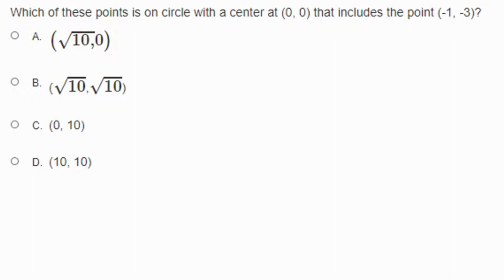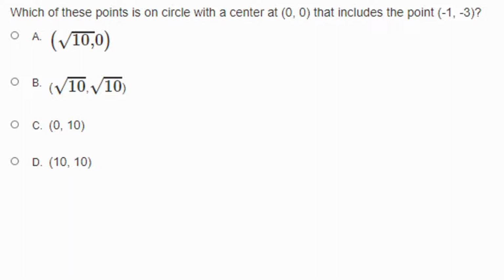And our last problem says, which of these points is on the circle with a center of (0, 0) that includes the point (-1, -3)? So let's figure this out. And you might be saying, how can I figure this out?